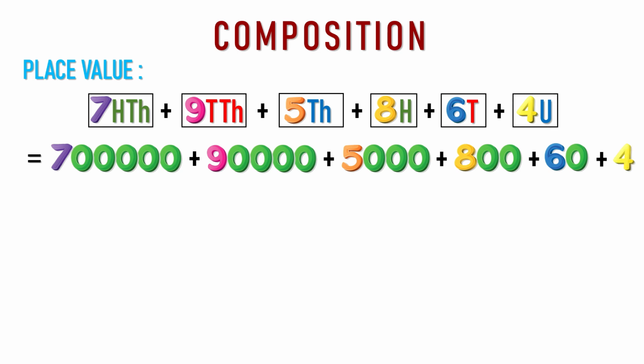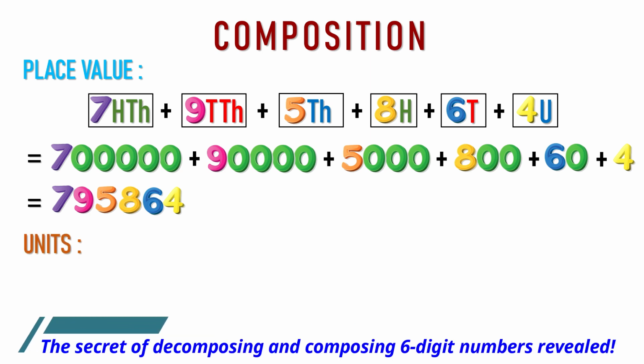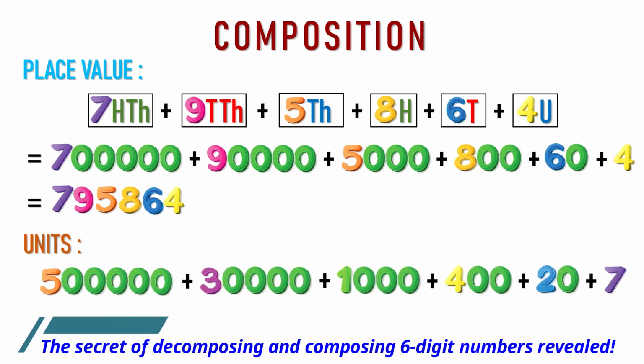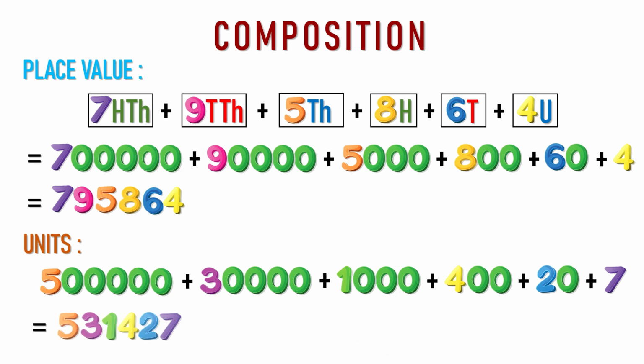Then, adding these 6 values, we get the number 795,864. Now, starting with the units, we have the following values, where adding them together gives us the number 531,427. Very well, let me know in the comments how easy it was for you.